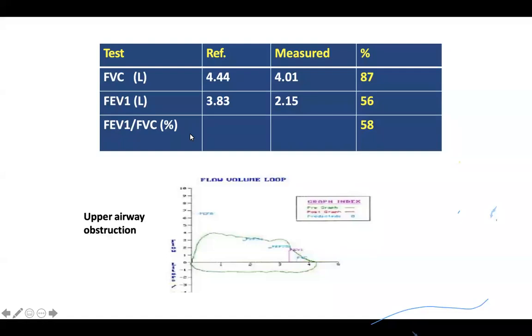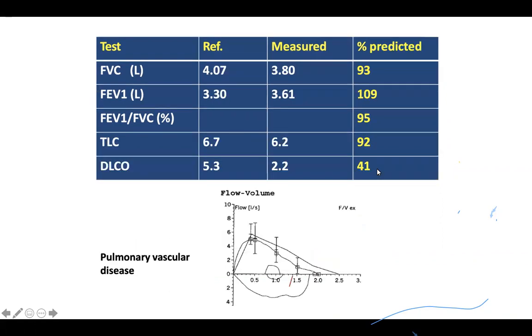Again, this is a suggestive diagram. The amplitude is restricted and there is some change in the shape. It goes more in terms of obstructive illness. FVC is 4, FEV1 is 2.1, 87% and 56%, so FEV1 by FVC is 58. Pulmonary vascular: here it is 93%, but we see that the DLCO is affected. So it goes more in terms of pulmonary vascular disease.